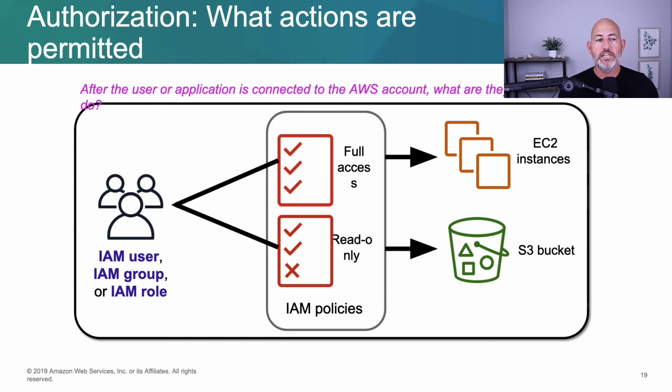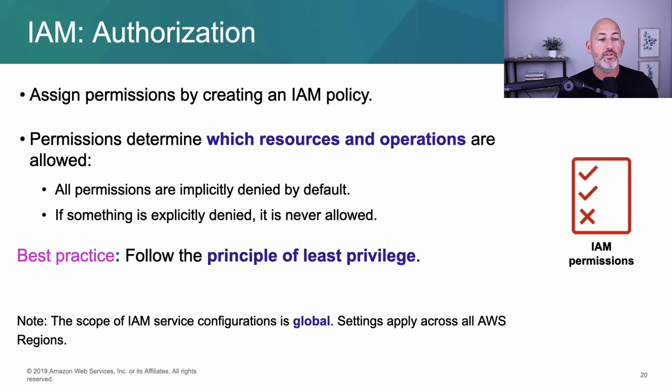So authorization means which actions are permitted. Basically after the application is connected to AWS, you say, what can you do, right? Can you launch instances? Can you talk to S3 buckets? The authorization means like who is the person, right? So it allows you to determine which resources or operations are allowed. And so the best thing to remember is this concept of PLP, or principle of least privilege.